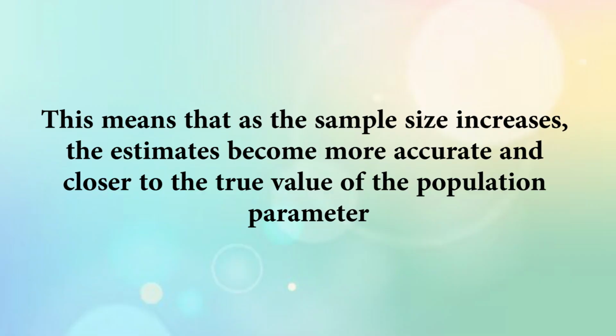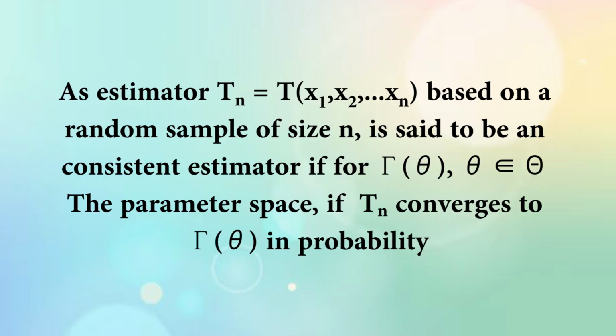This means that as the sample size increases, the estimates become more accurate and closer to the true value of the population parameter. An estimator Tn = T(x1, x2, ..., xn) based on a random sample of size n is said to be a consistent estimator of γ(θ), θ in Θ, the parameter space, if Tn converges to γ(θ) in probability.